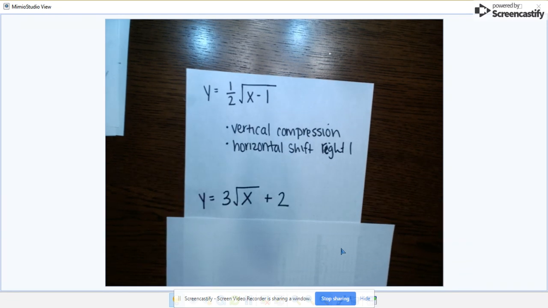I want you guys to use your table and tell me what transformation or transformations occur in this equation.